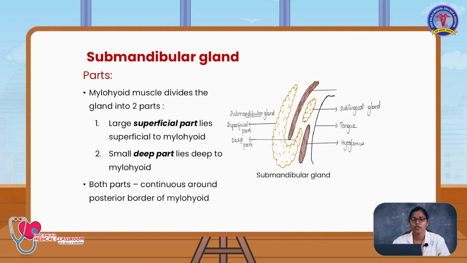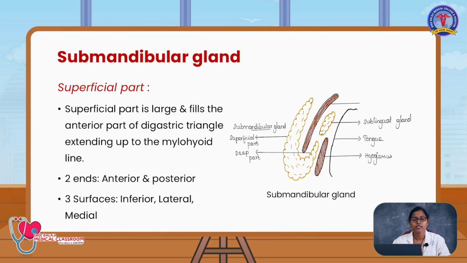Parts of the submandibular gland. So the mylohyoid muscle divides the gland into 2 parts, superficial part and the deep part. The superficial part is large and it lies superficial to the mylohyoid muscle. The deep part is small and it lies deep to the mylohyoid muscle. So both the parts continue around the posterior border of mylohyoid. So we'll see each of these parts in detail.